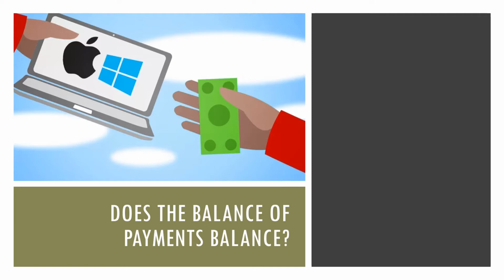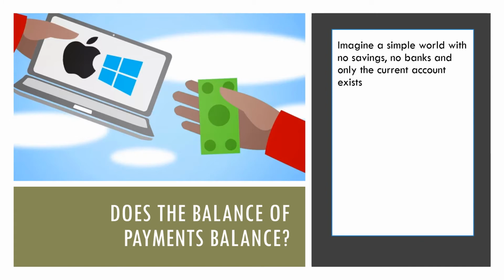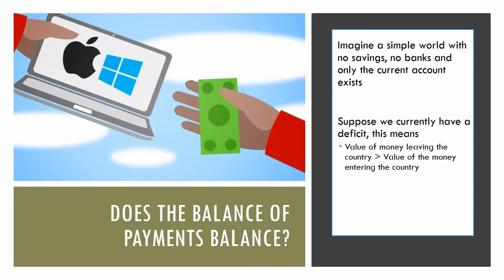So does the balance of payments balance? Well, let's have a look at a hypothetical scenario. Let's imagine a very simple world. We have a country with no savings, no banks, and only the current account exists. Suppose we have a deficit on the current account, so we're paying out more money from the country than the value of money entering the country. Now, is this possible? Can I as a country pay out more than I receive? If I have no savings and no banks, no previous savings and no access to banks, then this isn't possible. So we can't run current account deficits in isolation.